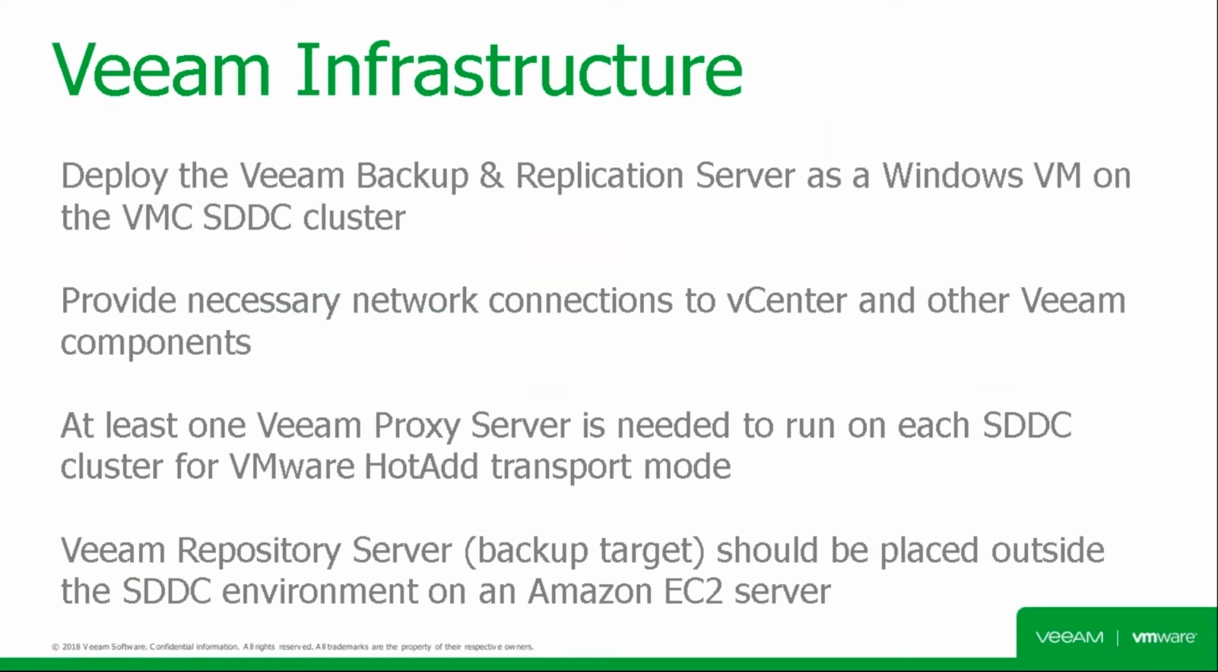Essentially what we need to do here is provide the necessary network connections to vCenter and other Veeam components. We need at least one Veeam proxy server to run on each node in the cluster for the hot add transport mode, very similar to vSAN. We also need the Veeam repository server to be placed outside the SDDC environment on an Amazon EC2 server, and we do recommend using a Linux server for that. Let's go to the next slide.